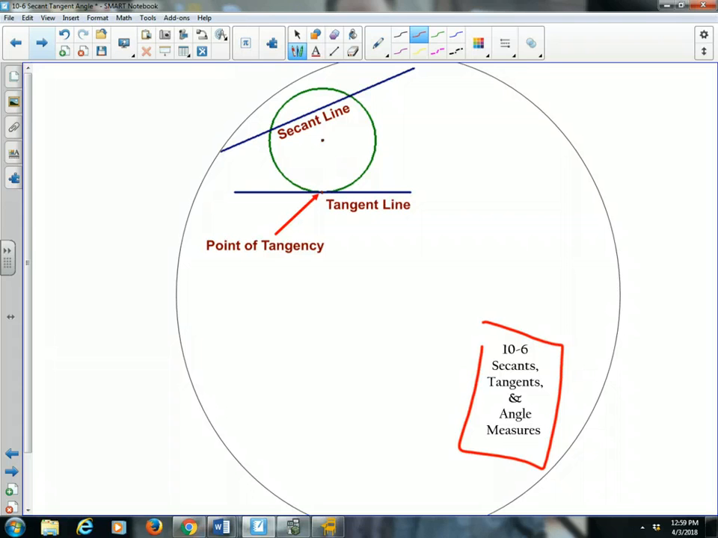So we have a tangent line. We've already been introduced to that before. A tangent line touches a circle at one and only one point, and that point is called the point of tangency. Now we're also defining what a secant line is. A secant line is a line that hits the circle in 2 different points. Okay? So there's our secant. Tangent touches it in one spot. Secant touches the circle at 2 points.